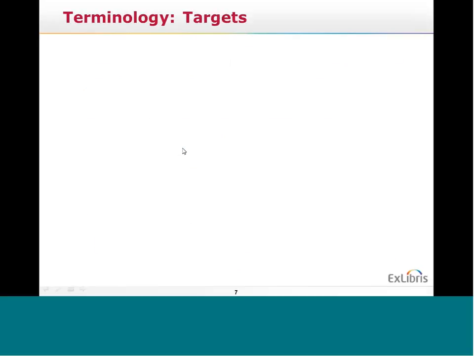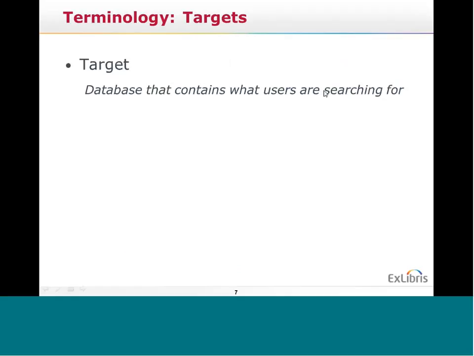So let's talk next about targets and how targets, services, objects, and object portfolios all relate to one another. The target is the database where your users find what they're looking for. So for example, the database that has the full text of an article, or the database that has the abstract of an article. Services provide the means of communication between the source and the target systems.